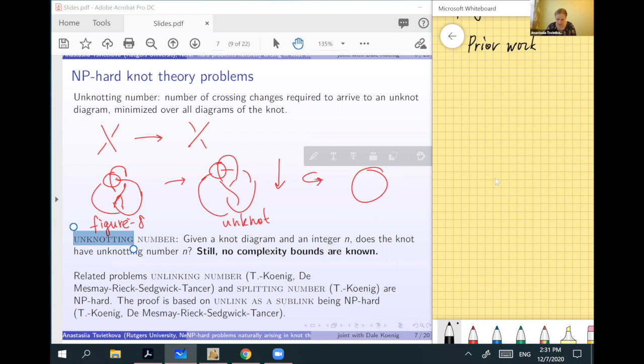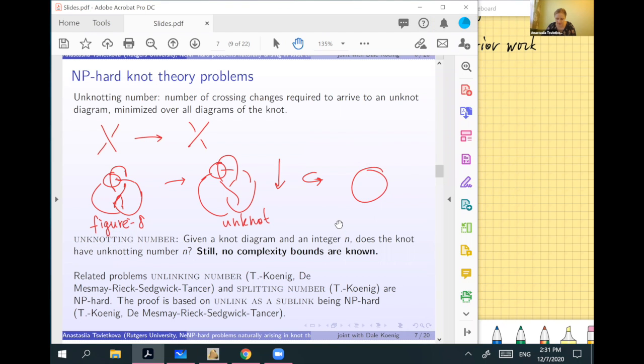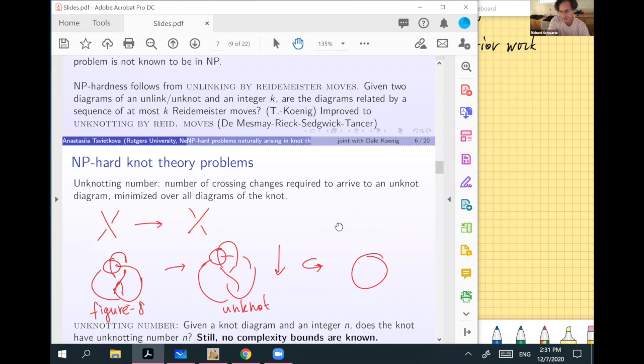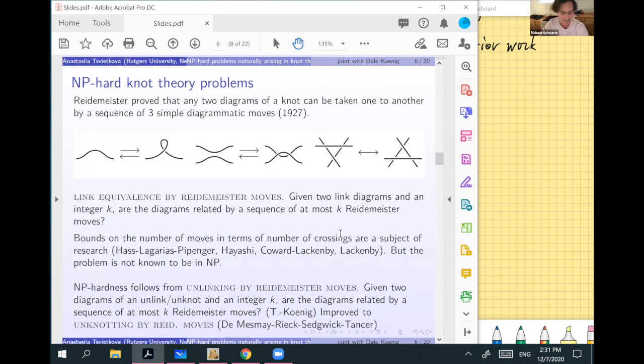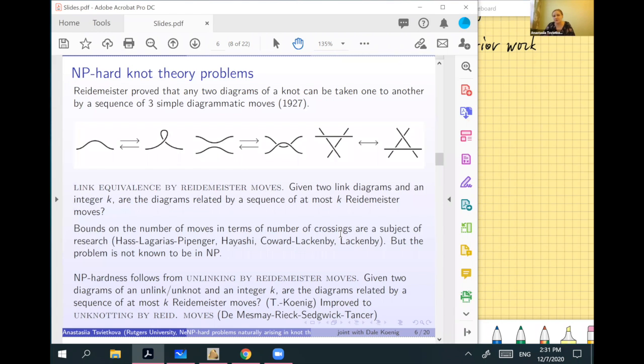But that's not about unknotting. That's about Reidemeister moves, right? Oh, I see. I'm sorry. All these are for the unknotting. Right. Gotcha. Okay. So you could ask, it's also a decision problem.